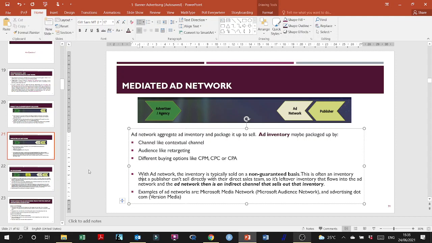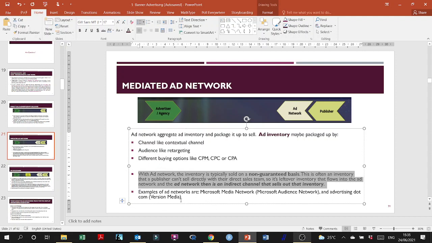With this ad network, the inventory is typically sold on a non-guaranteed basis. So the guaranteed basis is the conventional. This is often an inventory that a publisher can sell directly, because nobody knows the publisher with their direct sales team. They don't maybe even have a sales team. And it's leftover inventory that flows into an ad network, and the ad network then is an indirect channel that sells out the inventory. But also another example would be you, me, and him who have a digital property and would like to advertise on it.